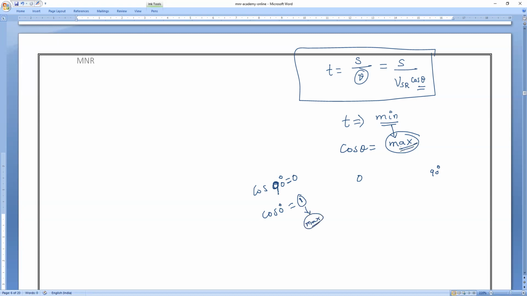So when cos theta is maximum, time will become minimum. Be remember that. So cos 0 is equal to 1. That is what you have to remember. If cos theta is equal to 1, then the maximum value will come, and time will be minimum. So he has to swim with theta equal to 0. So theta equal to 0 means, to reach that side in minimum time, how does he have to swim? Anybody can tell me?